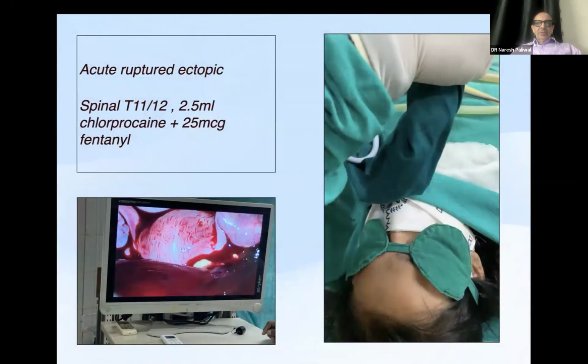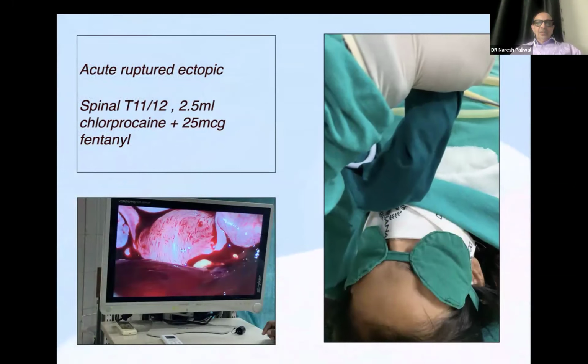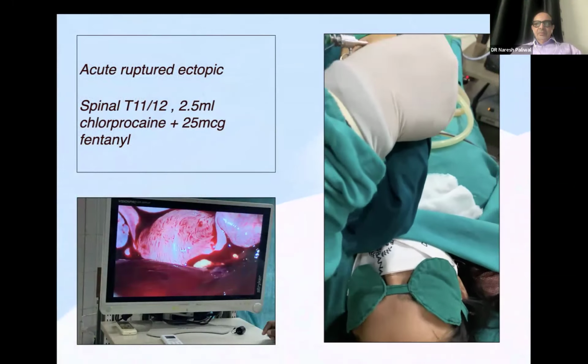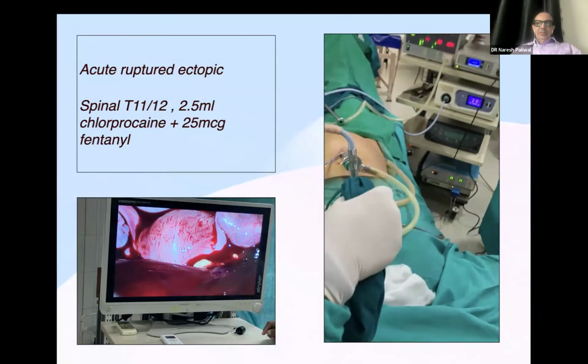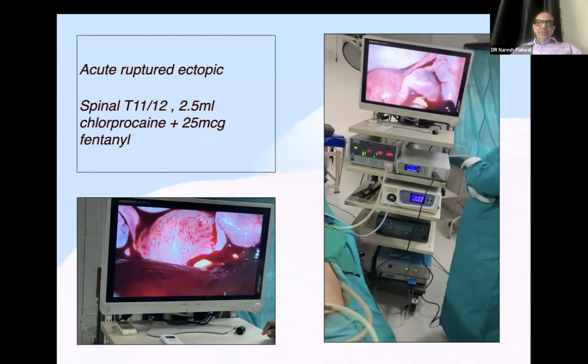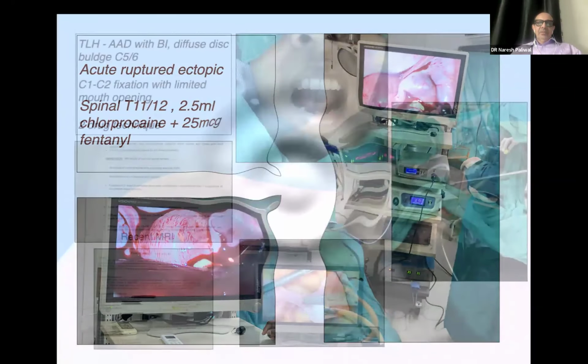This is acute ruptured ectopic. Here I used chloroprocaine because the surgical time was not more than 60 minutes. I have done more than 30-40 cases of ruptured ectopic under segmental spinal. See the whole of the abdomen filled with blood.